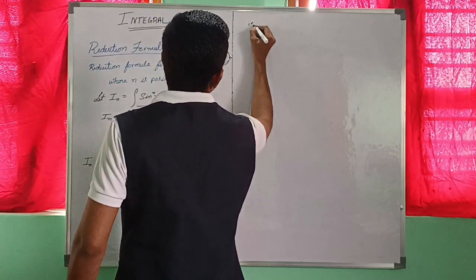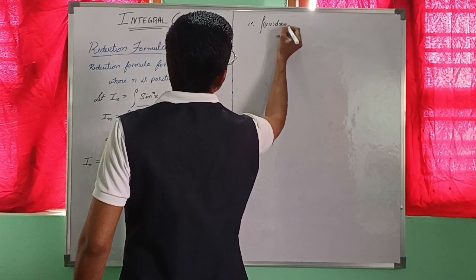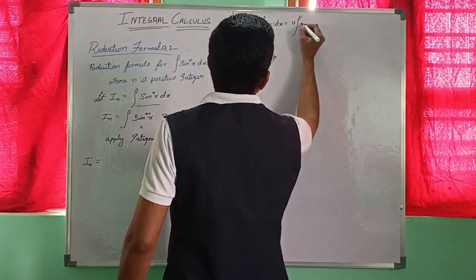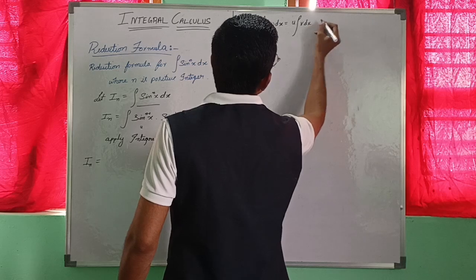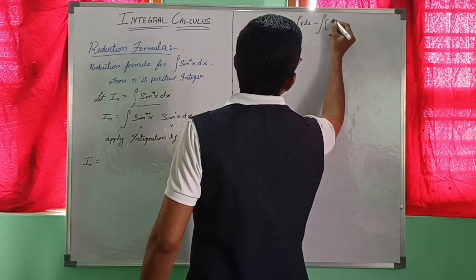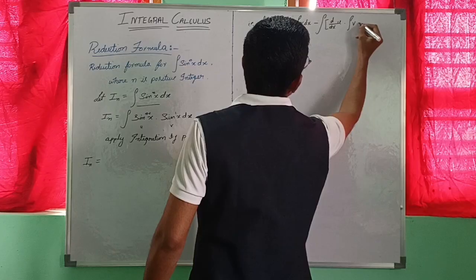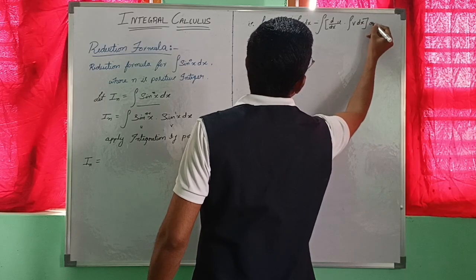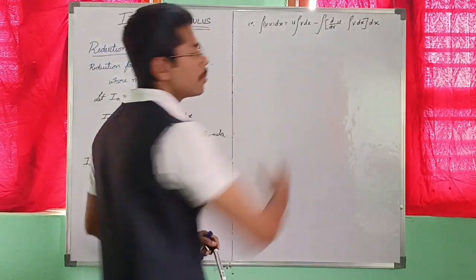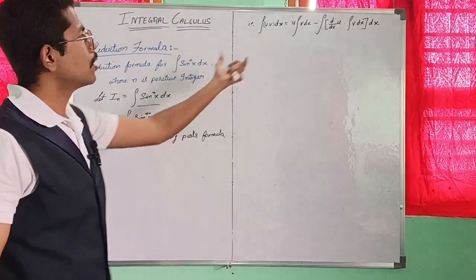The integration of uv dx is equal to u times the integration of v dx, minus the integration of the differentiation of u into the integration of v dx, whole dx. This is the formula for integration by parts. We have to apply our particular equation in that formula.